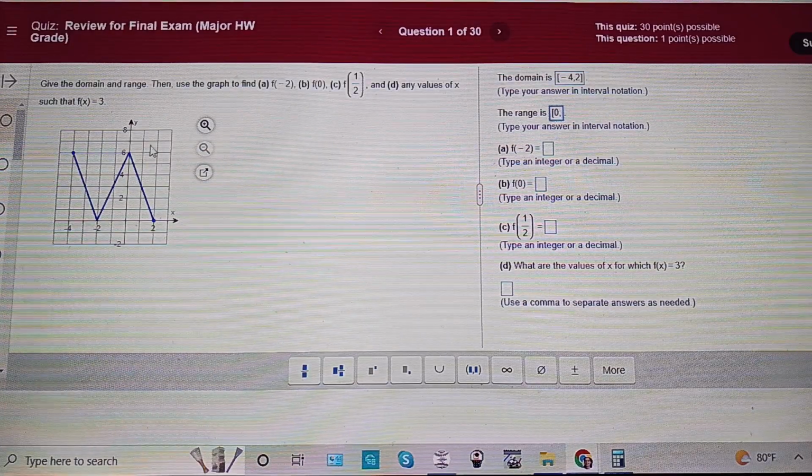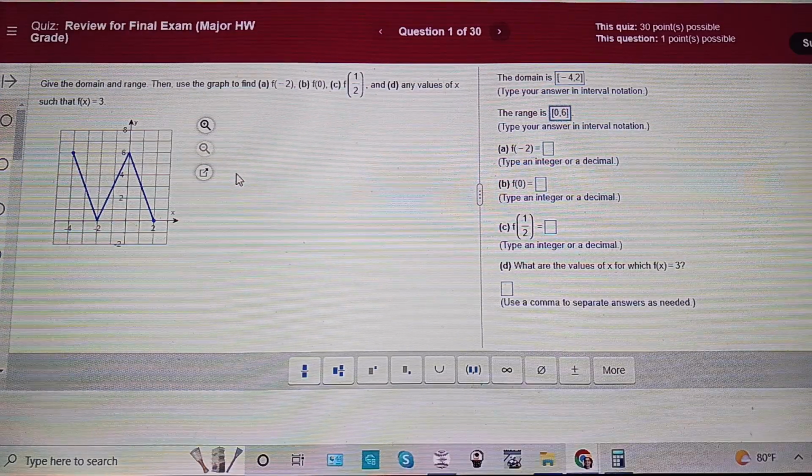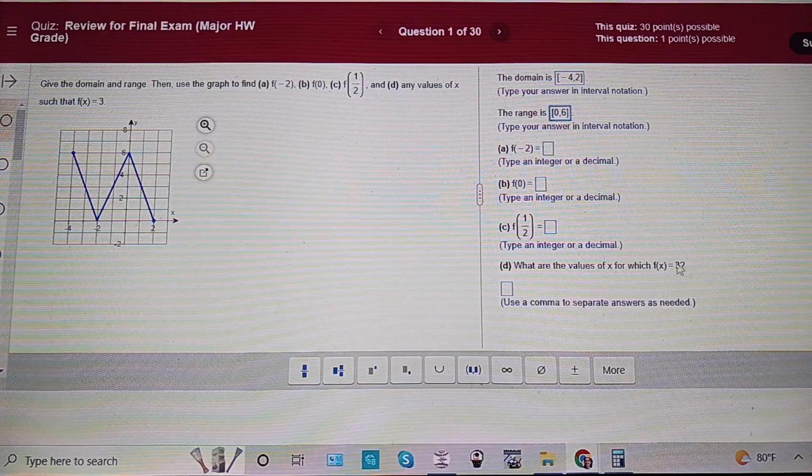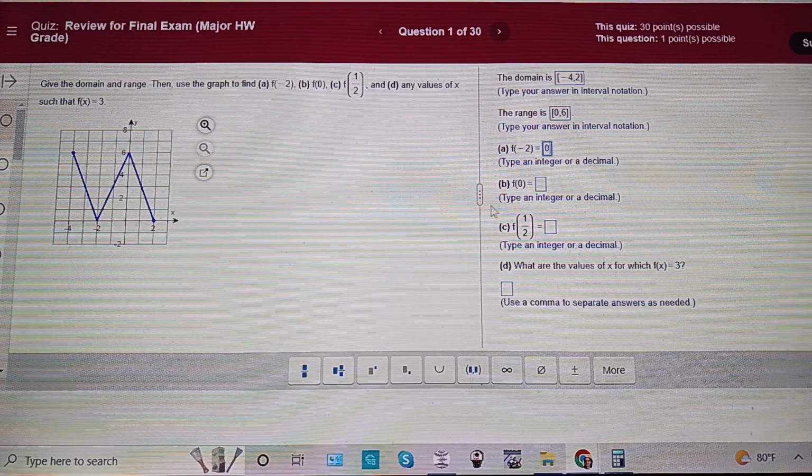And then the highest I reach is this little corner point here, or this closed circle. They're tied for the highest. And they both have a y value of 6. So 0, 6 is the range. F of -2 means what does the y equal when x is -2? And we talked about that one a second ago. When x is -2, the y is exactly 0 there. When x is 0, what does the y value equal? That's right here. The y value is 6 at that spot.